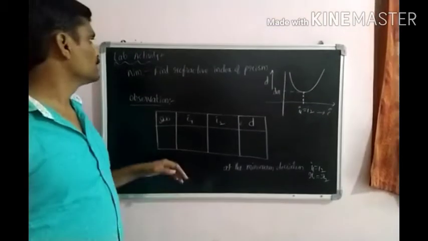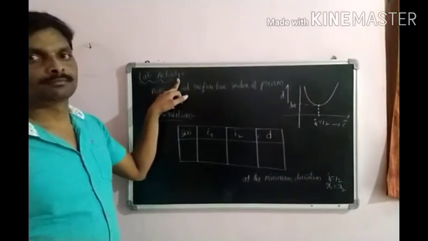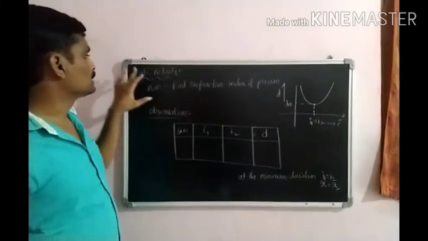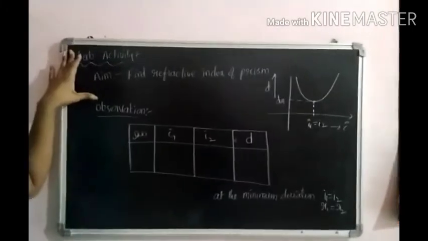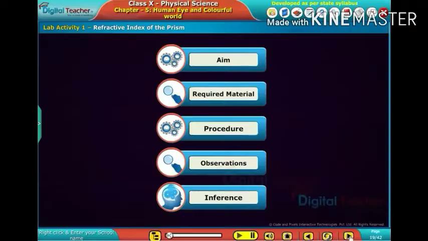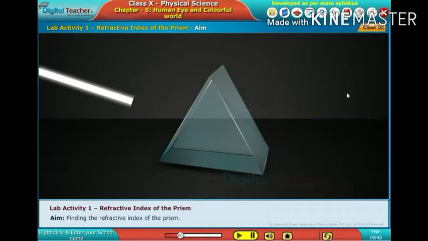Now the next topic is lab activity: how to find the refractive index of a prism. This lab activity I will explain through one video. Let us do a lab activity on refractive index of the prism. Click each tab to learn more. The aim is finding the refractive index of the prism.